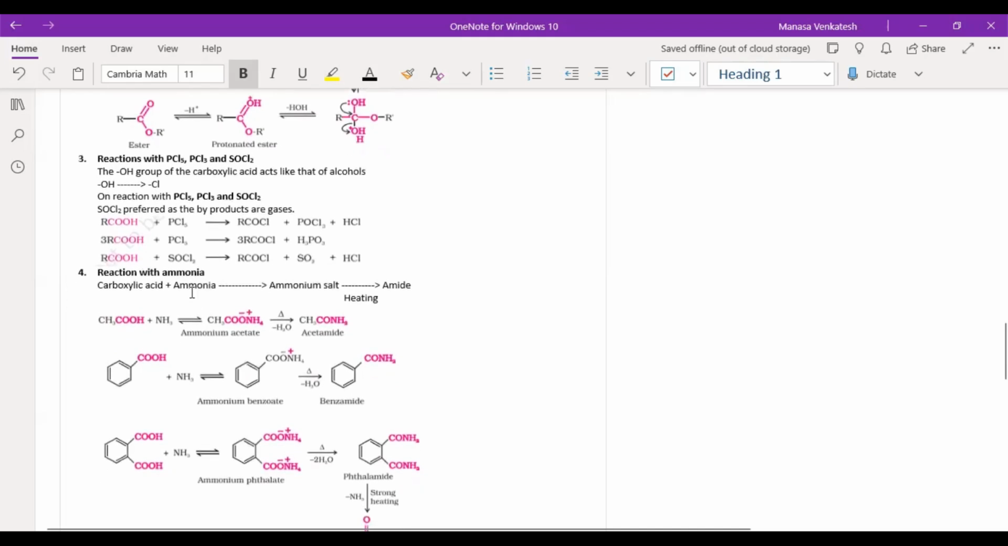Next is reaction with ammonia. So carboxylic acid is going to react with ammonia to form an ammonium salt, which on heating gives us an amide. And this amide is again a derivative of a carboxylic acid.